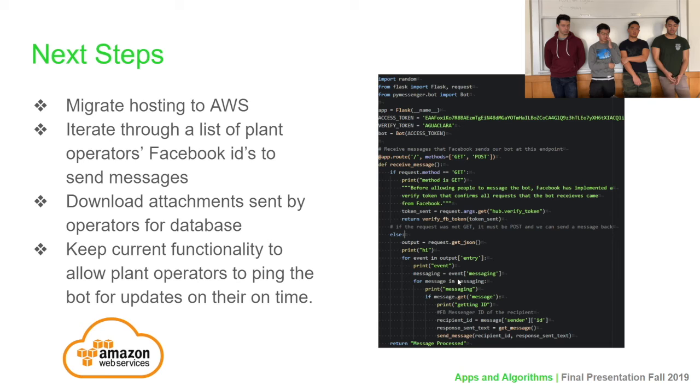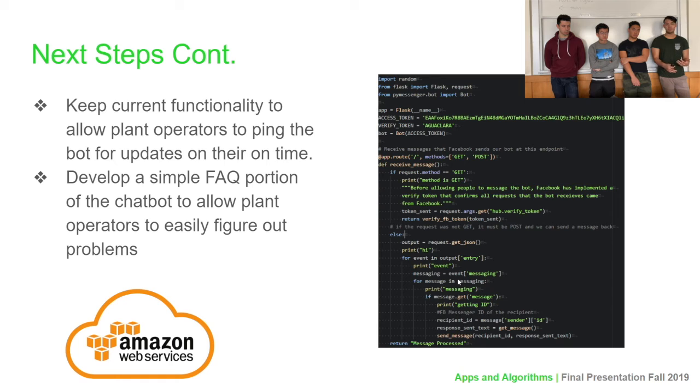We also want to be able to download attachments sent by the operators from the database. Right now, the way our bot is working is that you have to send a message to the bot to get a message back. We do want a way to have this automated, but we think it would be very interesting to keep some kind of system where the plant operator could ping our bot anytime outside of the automated circumstances and get an update if they want to. That's something we want to work on incorporating.